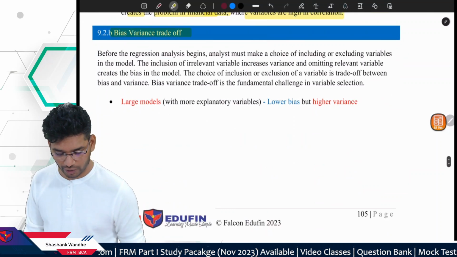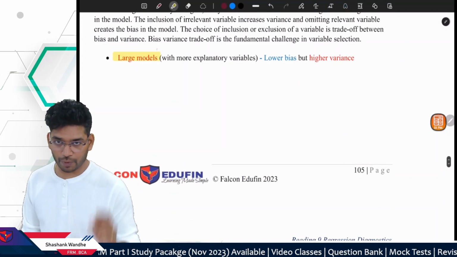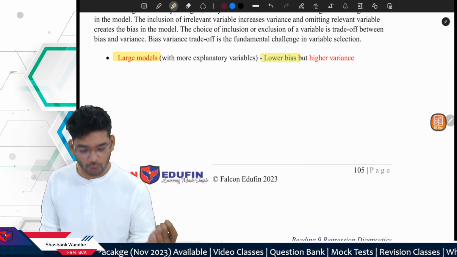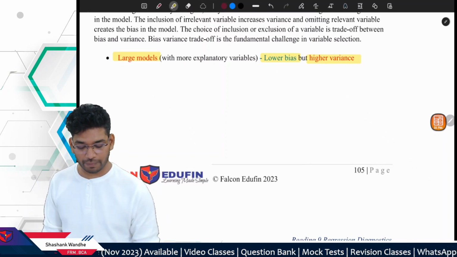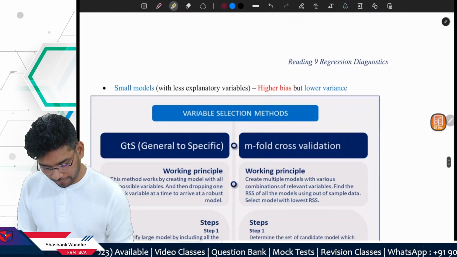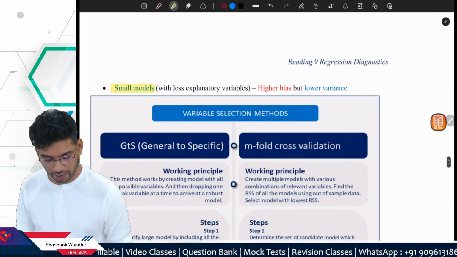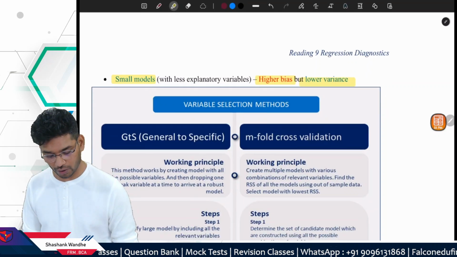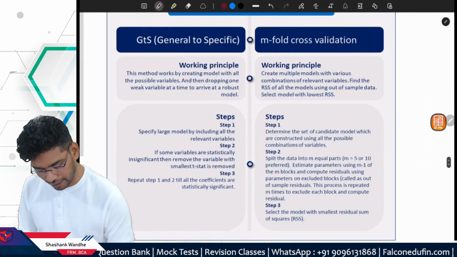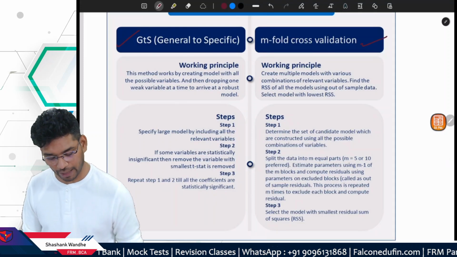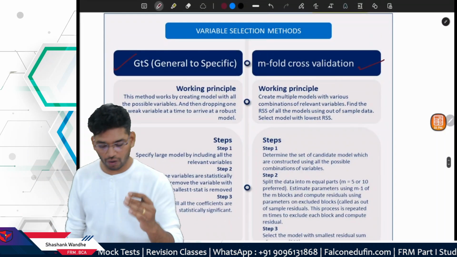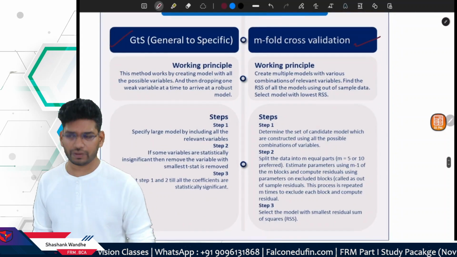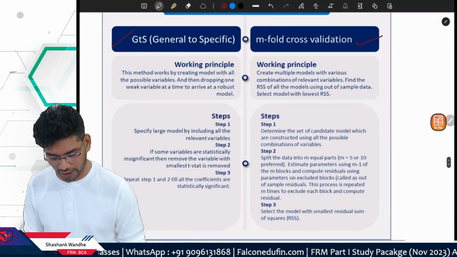Then bias variance trade-off. This is what you need to remember. If you have a large model, the bias will be lower and the variance will be higher. If you have small models, the bias will be higher and the variance will be lower. Then we have the general to specific model and the m-fold cross validation model. I will just give you a brief overview.